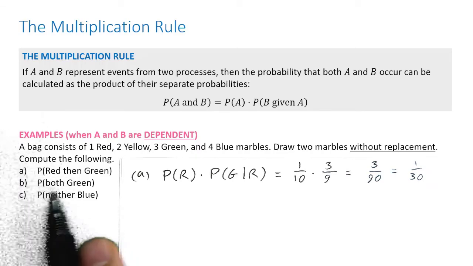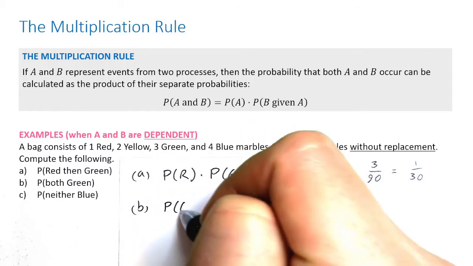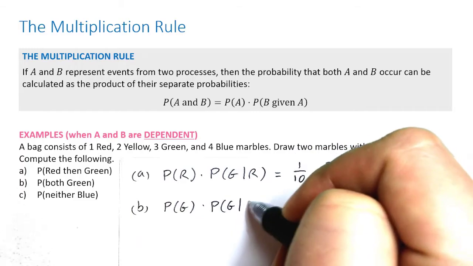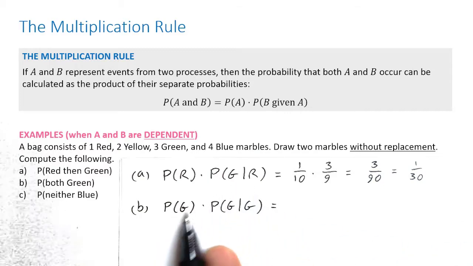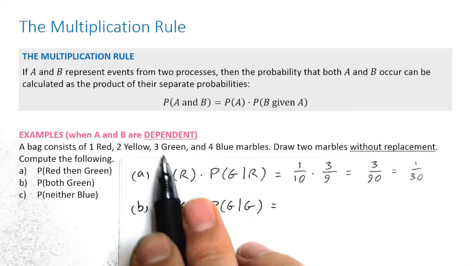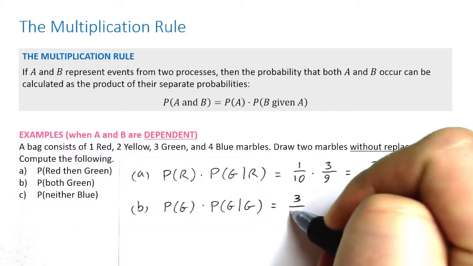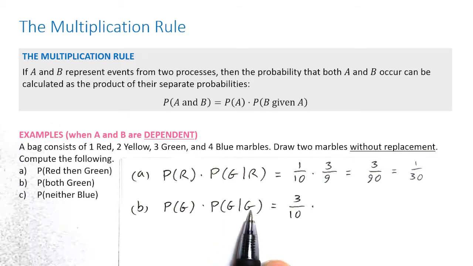Okay, what about having both marbles drawn be green? Well, that means you drew a green, and then you want to know the probability of getting a green given that you got a green, right? That's what the rule says. Okay, well, what's the probability of drawing a green? Well, there's 3 green marbles in the bag, and there's 10 marbles. So 3 over 10.